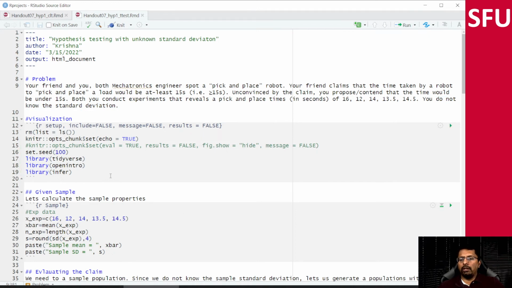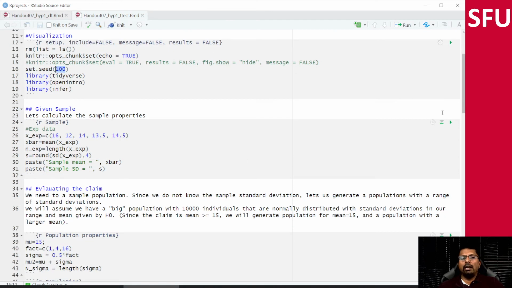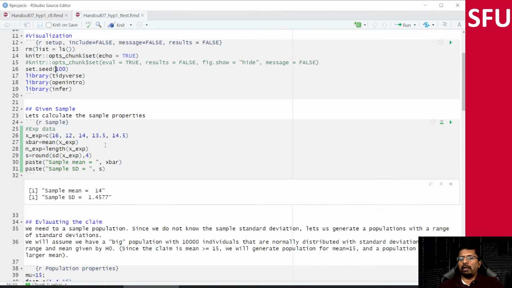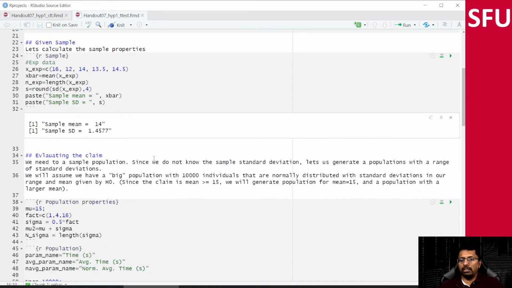I have loaded the library, and it's okay to use the same seed here. We can change it, it doesn't really matter. Once again, I'm going to calculate the population parameter, and the sample parameter hasn't really changed. Now we need to sample the population, and since we don't know the standard deviation, we're going to generate a range of populations where the mean is fixed at 15, and as a check, we'll pick one where the mean is greater. But more importantly, we're going to look at a range of standard deviations.